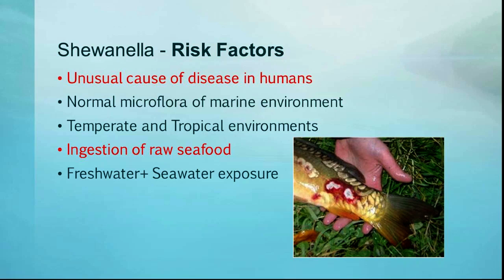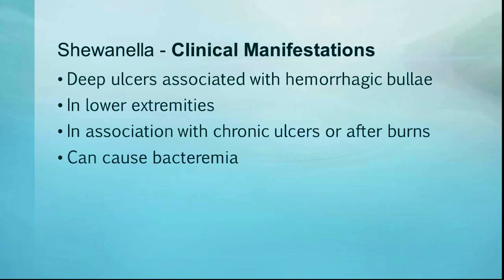It's a very unusual cause of disease in humans. It tends to cause disease in marine animals, the fish. As you can see there, the fish has a little cellulitis going on. You can get it from ingestion of raw seafood and from freshwater and saltwater exposure as well. When they cause disease in humans, it is usually deep ulcers with hemorrhagic bullae, and something interesting is that it's usually in association with chronic ulcers or after burns.